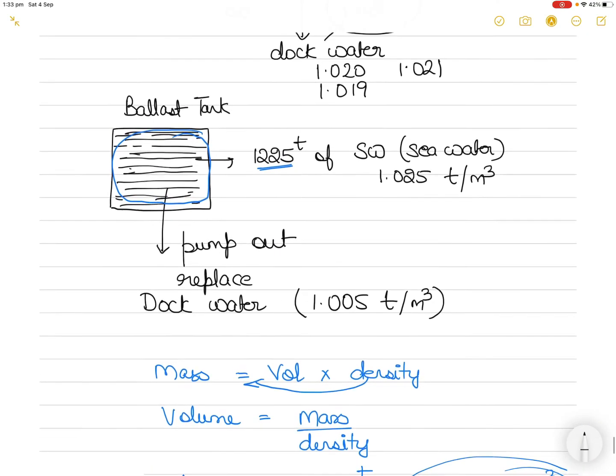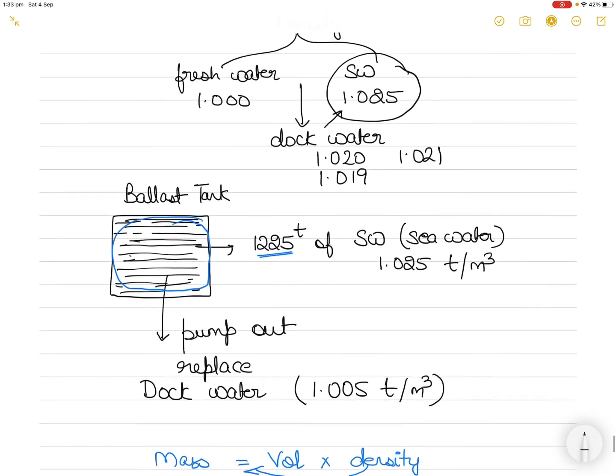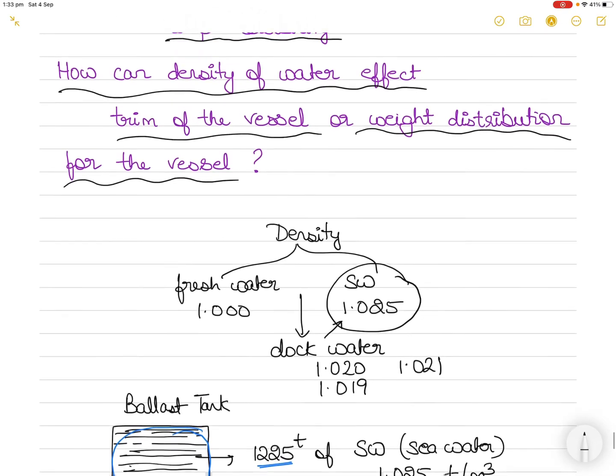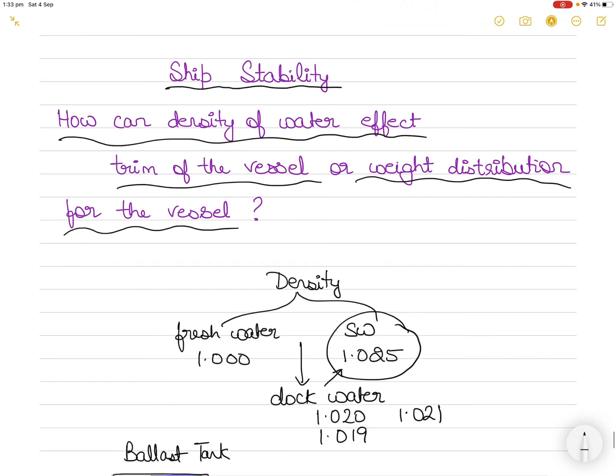That is why, as a chief officer, it is your duty to check the density of the dock water that your ship is berthed in. You can check it multiple times. You should check it from an area where the water is not polluted. Ask the cadet if you want to, but you yourself should be checking it, making sure that you do take into account the density of the water before you start your stability calculations.